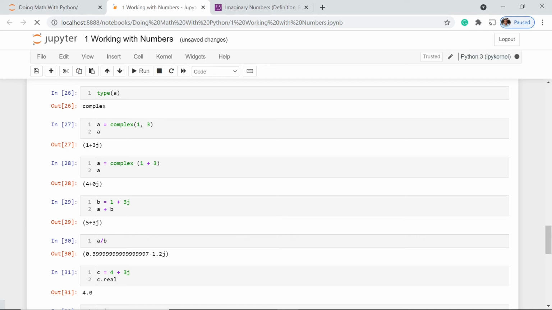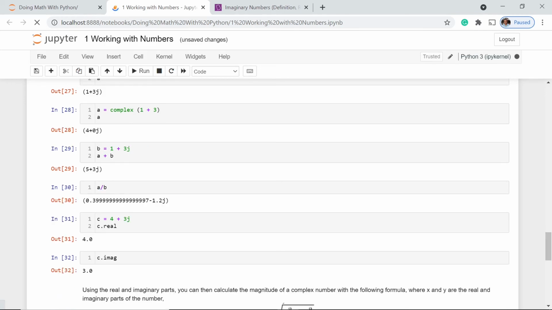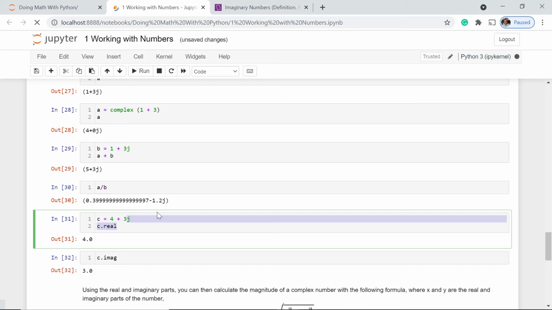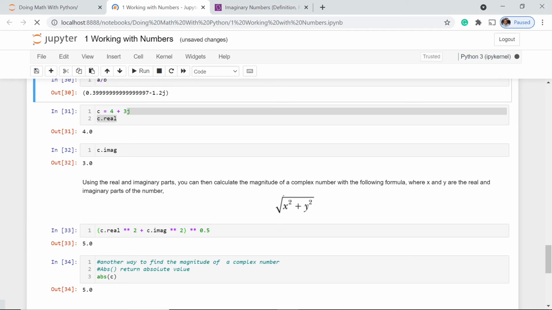So we can also do the division of these values, okay? So we could have a divided by b, and that will give us this result. We can also use the real and imaginary parts to calculate the magnitude of a complex number with a formula where x and y are the real and imaginary parts of the number. I believe this one is very familiar to you. We are just getting the square root of x squared plus y squared. So how do we do that?